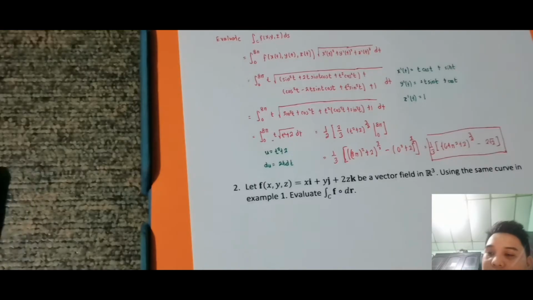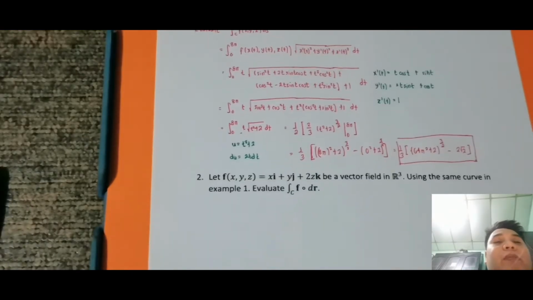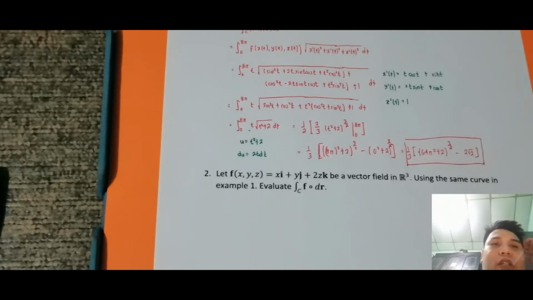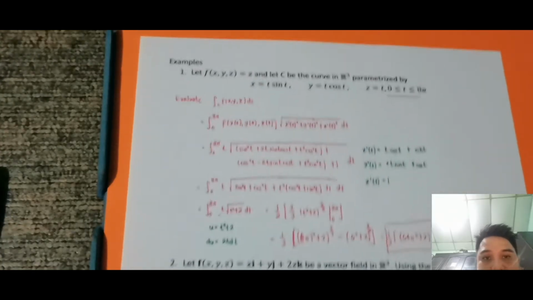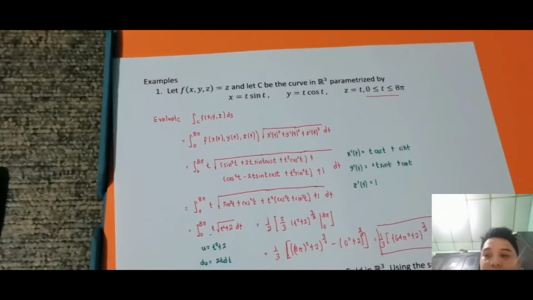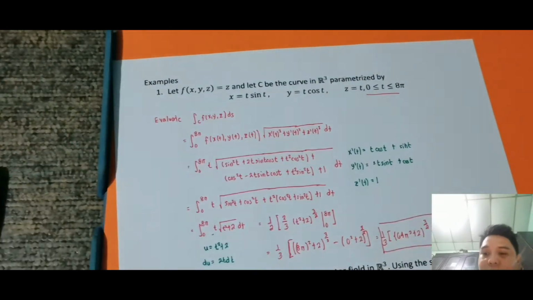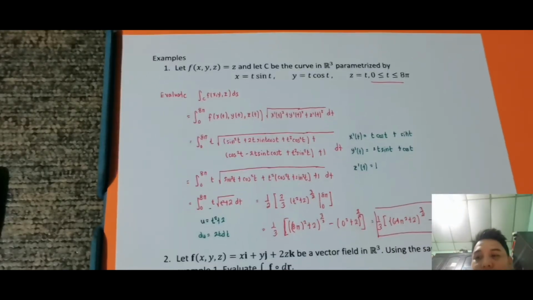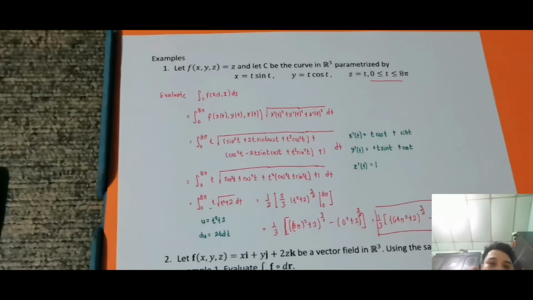Okay, so for number 2, let F of x, y, z be x i plus y j plus 2z k, a vector field in R3, using the same curve in example 1. So again, using the same curve. So gagamitin pa rin natin tong curve na to. Okay, so ano bang gagawin natin? Pwede natin gawin. So I think ang pinaka pwede kong gawin talaga dito is hanapan siya ng potential.